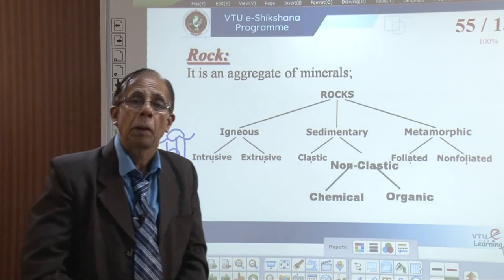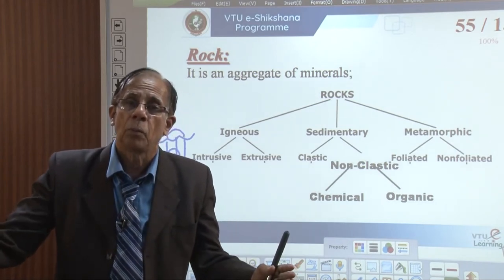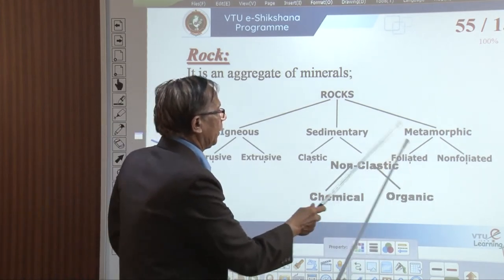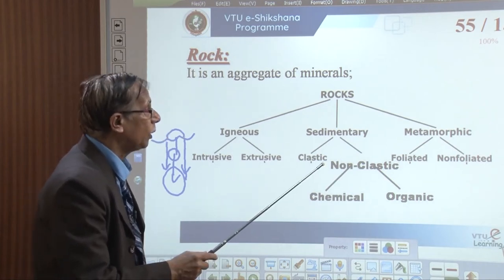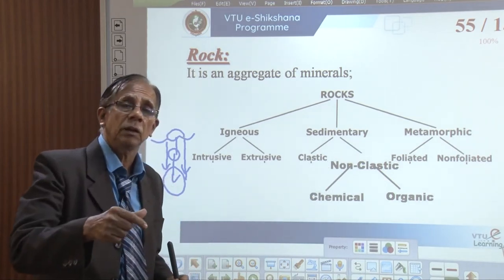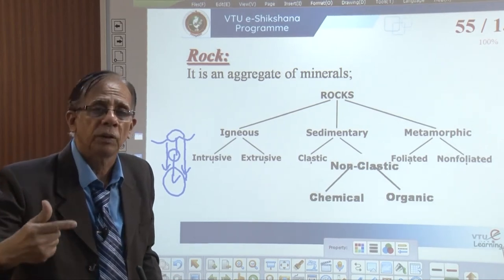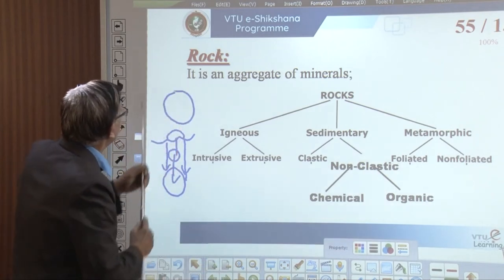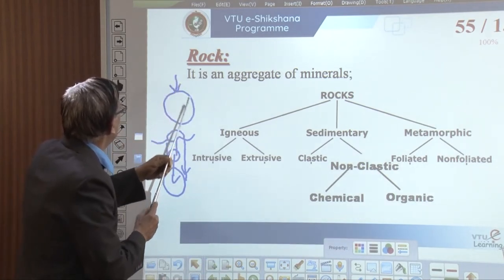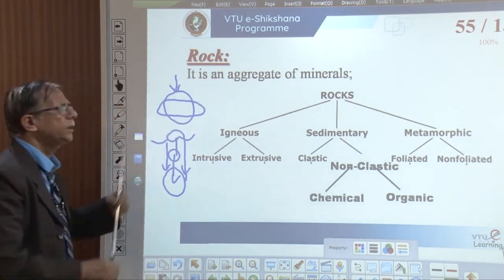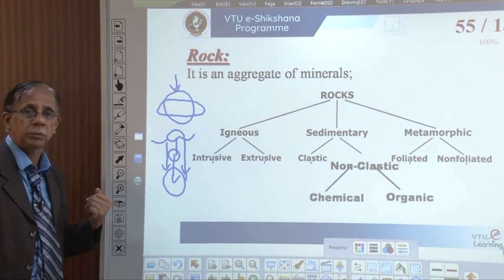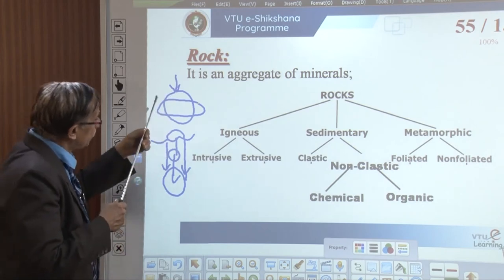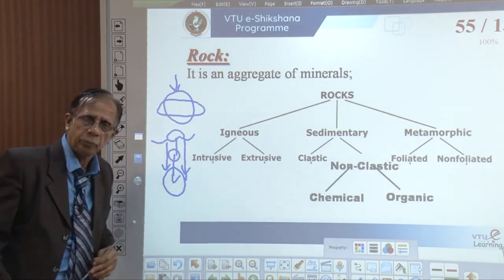What do you mean by meta? Meta means change, morph means morphology, their habit. Metamorphic rocks are those rocks which have changed their morphology. Why do they change? I have a material here like this. If I apply pressure, it becomes like this. Morphology is changed. So simple. That means what is that? The load or the pressure. As a result of pressure, they may change.